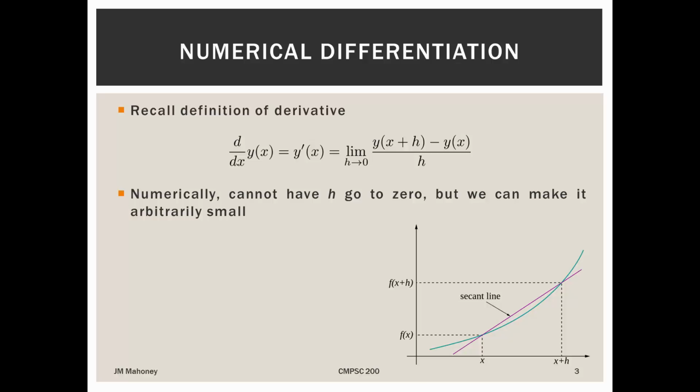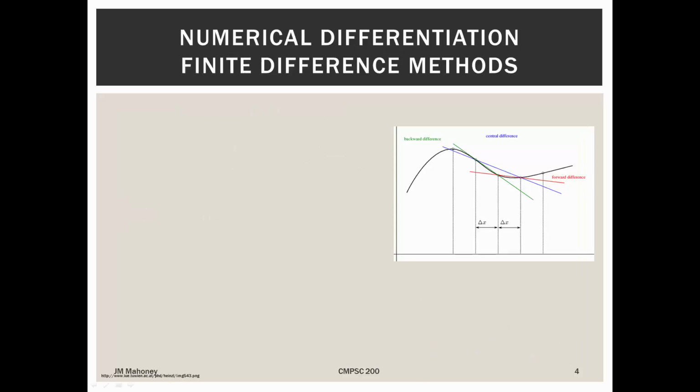But the basic premise is that if we make h very, very small, not equal to 0 but relatively close to 0, we can get a pretty good estimate of the derivative of our function. Furthermore, we can calculate the derivative at every point in our function. By keeping our h value constant and allowing the value of x to change, we can march along and find the derivative at every point.